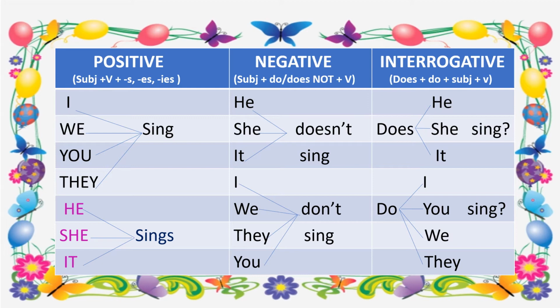Let's look at the interrogative one. Here we have to add the word does or do and we have to end the sentence with the question marks. So, does he sing, does she sing or does it sing? Whereas in the pronouns such as I, you, we and they, we use the word do to complete the sentence. Do I sing? Do you sing? Do we sing? And do they sing?